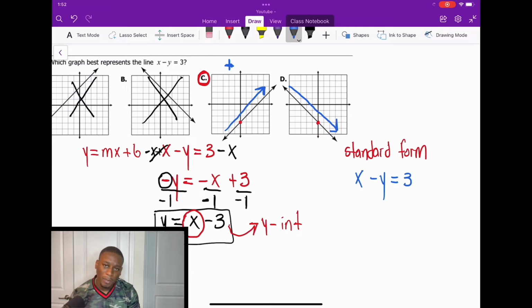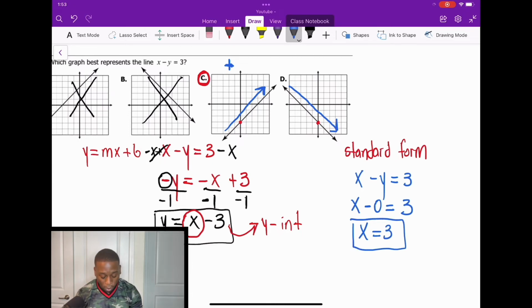So we have x minus 0 is equal to 3. The 0 doesn't change the value. So we know that x is equal to positive 3, which means the x-intercept is 3. Now let's switch over and talk about our y-intercept.